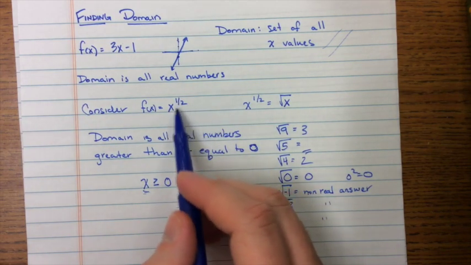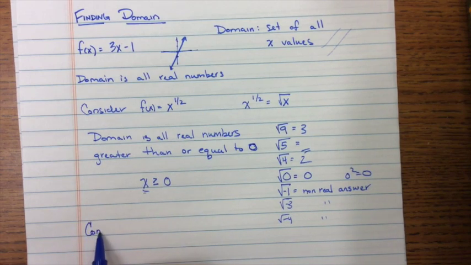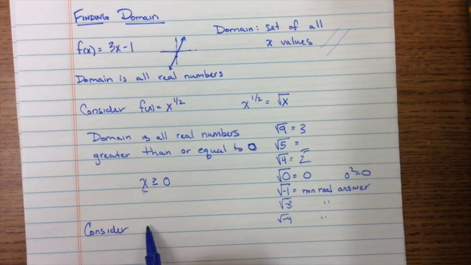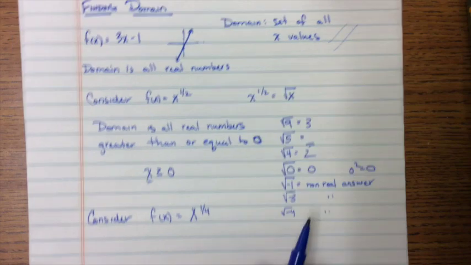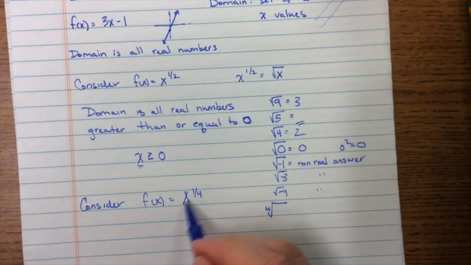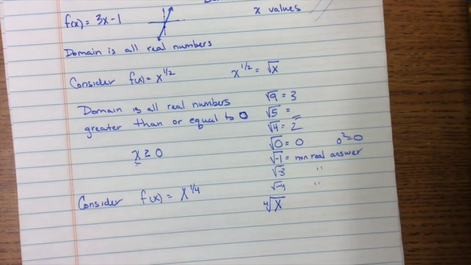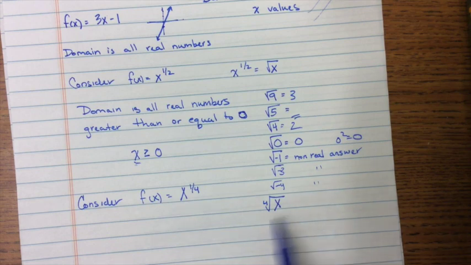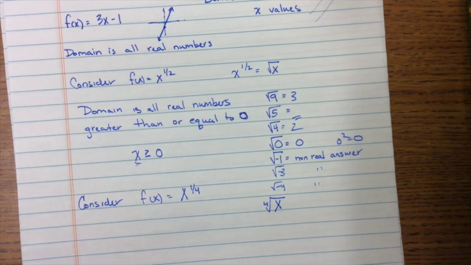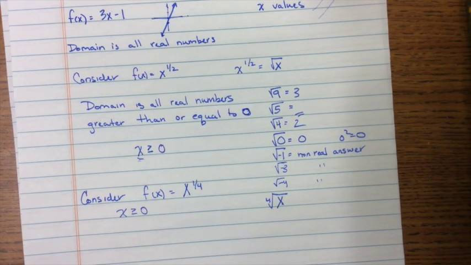But that's for x to the 1/2 power. Recall that if your index is even, so for example, let's say we did f of x is equal to x raised to the 1/4 power, well, we're going to have the same issue. Remember, x to the 1/4 is the fourth root. If you substitute a negative number and you take the fourth root of it, that's going to give you a non-real answer. And so again, this domain is going to be x greater than or equal to 0.